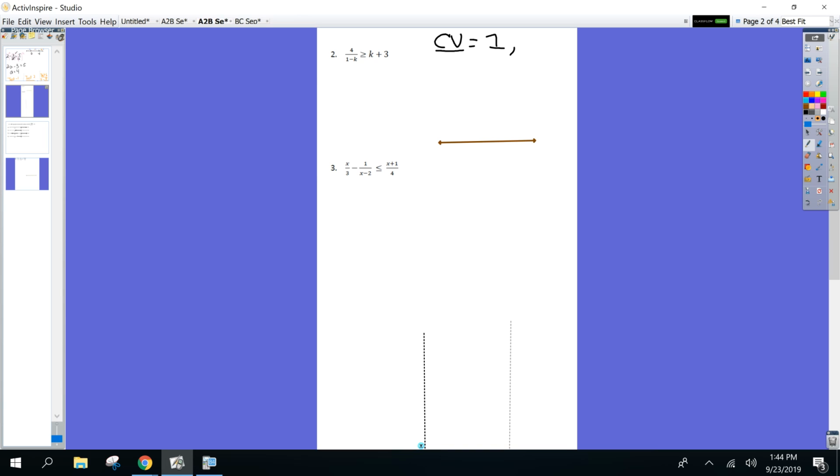Next step, solve. I just need a little more room to write, so I'm going to copy it down here: 4 over 1 minus k equals k plus 3. Common denominator. 1 minus k.